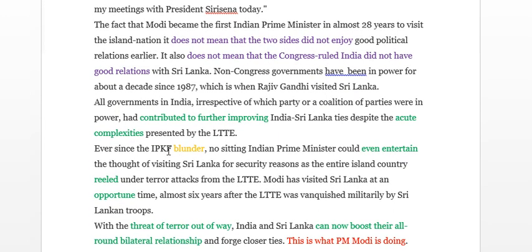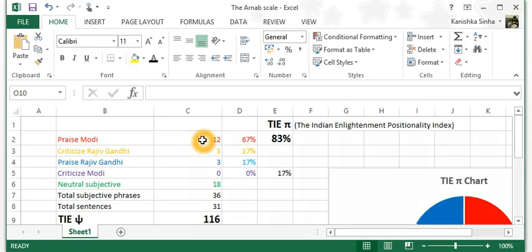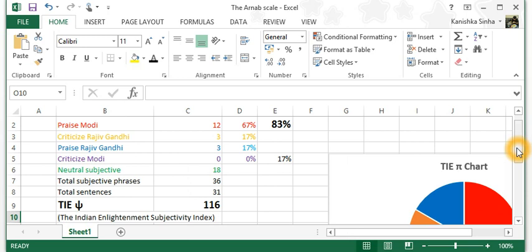But you do have places where it says "ever since the IPKF blunder", again, that's a subjective. Whether it was a blunder or not, different people can have different points of view. So what we would do is then categorize it and see, how many statements are pro-Modi, critical of Rajiv Gandhi, praising Rajiv Gandhi, critical of Modi. And what we see is there's also some neutral subjective statements that are subjective, but they're neither for one or the other. So the total number of subjective phrases we've got is 36, and total number of sentences 31.